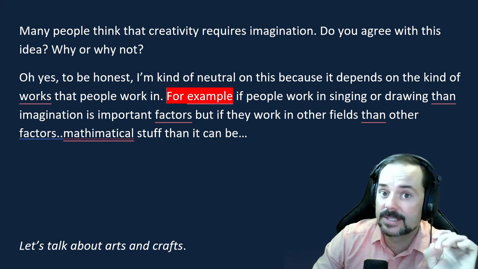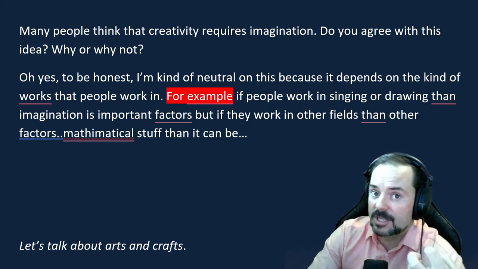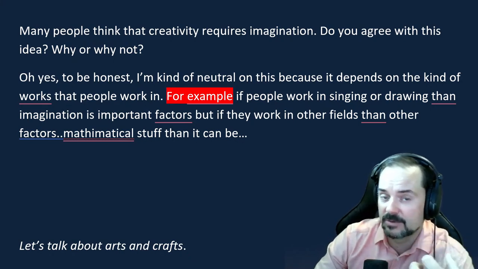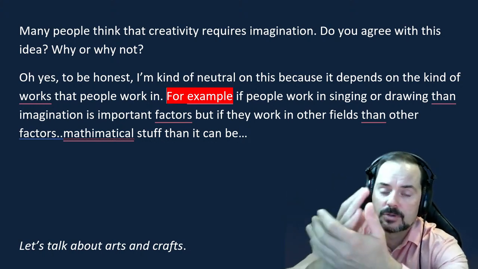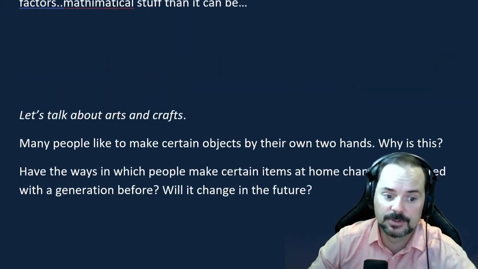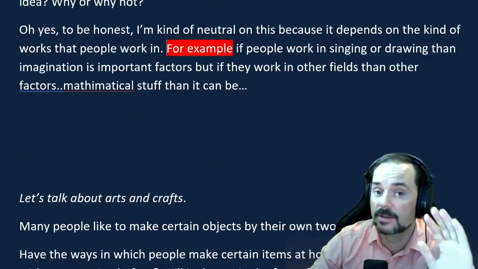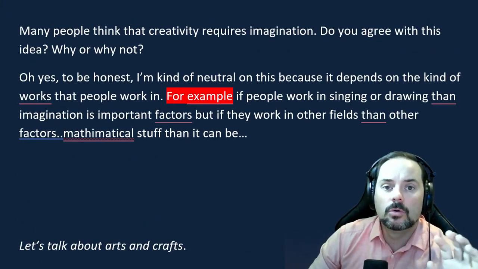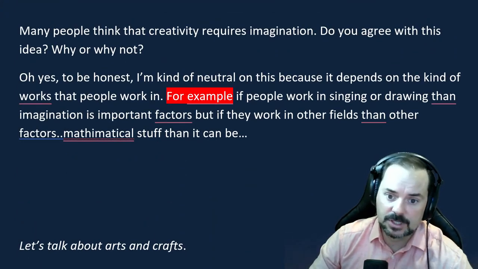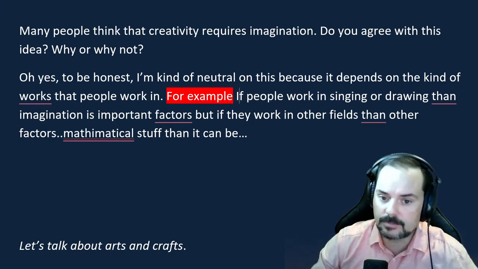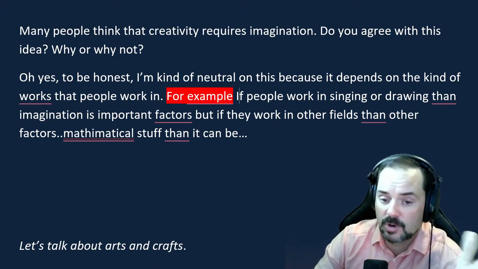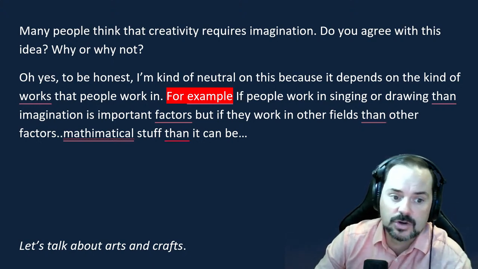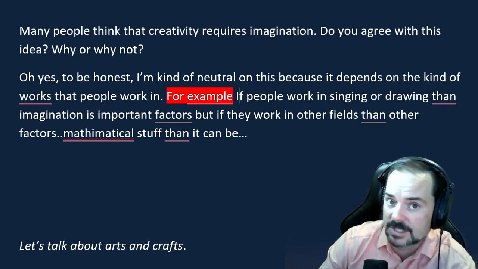It seems like this is a style of speech that you have adopted where you say "for example," but be really careful in the IELTS exam. When candidates do that, a lot of examiners just start to interrupt you. As soon as they hear you say "for example," they literally jump to the next part. They'll go, oh, let's talk about arts and crafts. They won't even give you the chance to continue. So quick tip: just don't say "for example." Just start with "if." If you're about to say "for example," instead pause for a second and say, if people work in singing and drawing, then imagination is important. Don't say "for example, if people," okay?